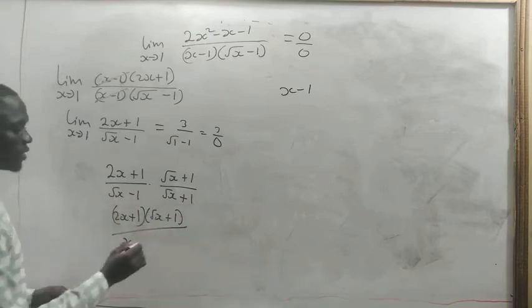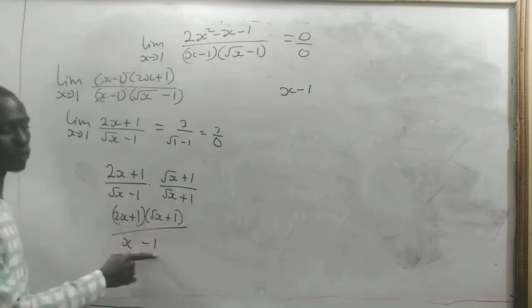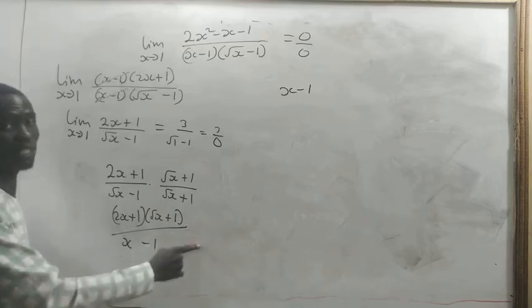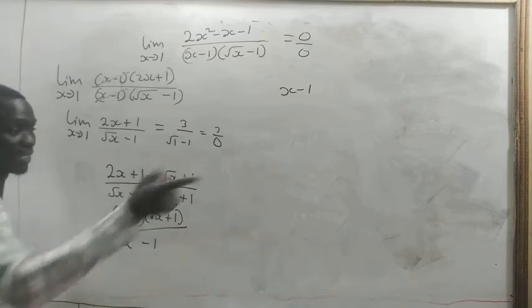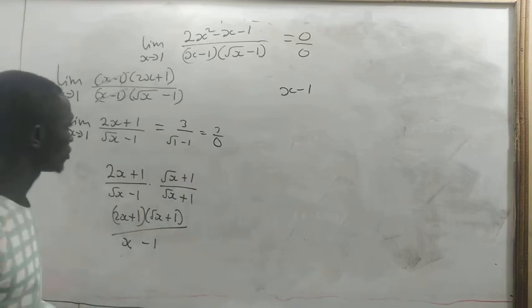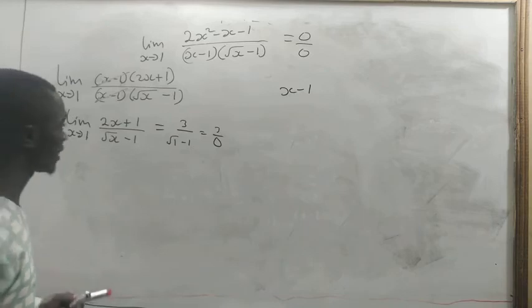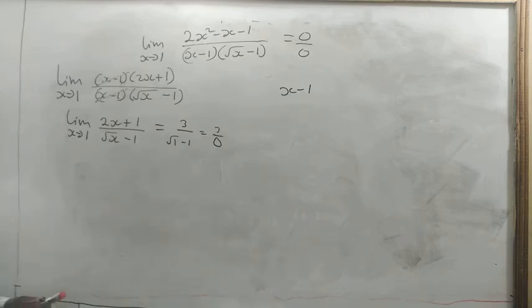Negative 1 times 1 will give us negative 1. You will still have x minus 1 and division. And if you put in x equal to 1, you get division by 0. We will do this in the next lesson, so we shouldn't worry ourselves. Now, if this happens, then we are going to use the product rule.